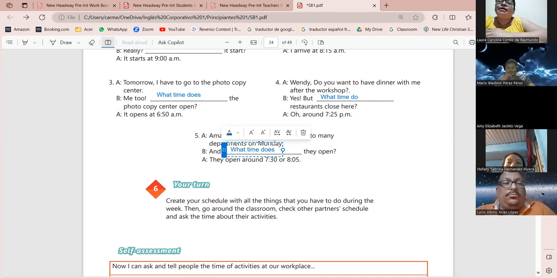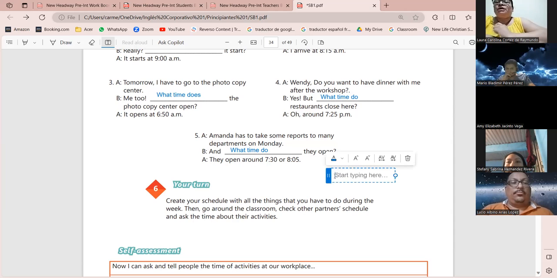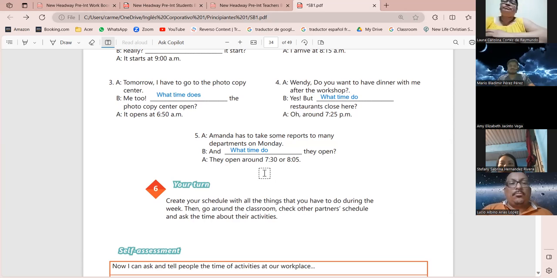Exactly. Do. Porque el sujeto que tenemos aquí en la pregunta es they. ¿Quién sería they? Ellos. Los departamentos. The many departments. Exactly. The plural. Thank you very much.